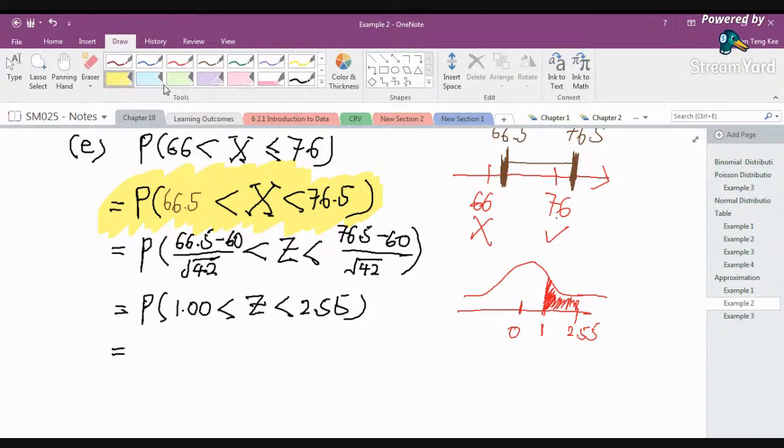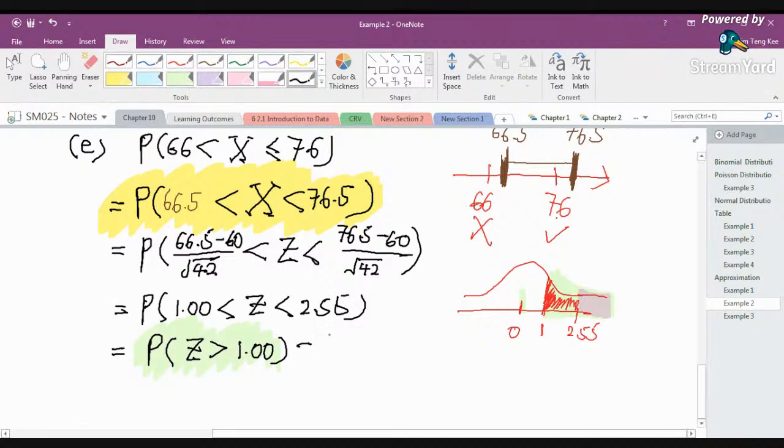In order to get the region in red, what I do is that I consider the region in green, which is from 1 until infinity, the probability from 1 until infinity, minus the region in purple, which is from 2.55 to infinity. So to get the region shaded in red, I have the probability of the one in green, z greater than 1.00, minus the probability z greater than 2.55, the region in purple.